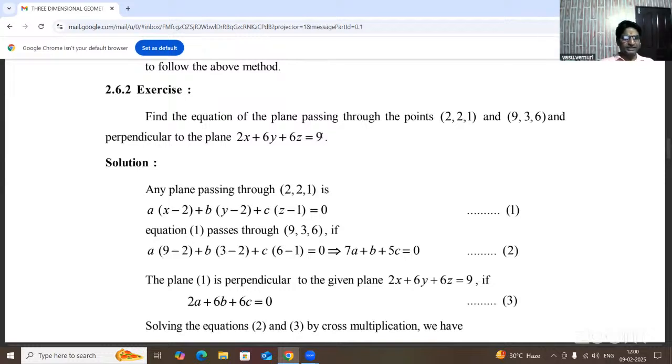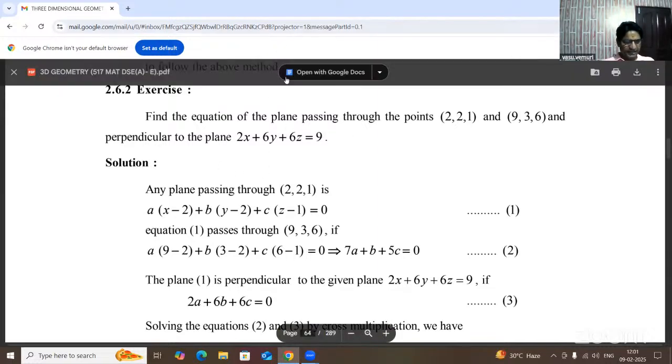The plane passes through these points, and at the same time it is also perpendicular to the plane 2x plus 6y plus 6z equal to 9. Now how to form the plane equation? One plane equation is given, and the required plane passes through the points 2, 2, 1 and 9, 3, 6. This problem has been given a number of times in the final examination. Now what is the solution?